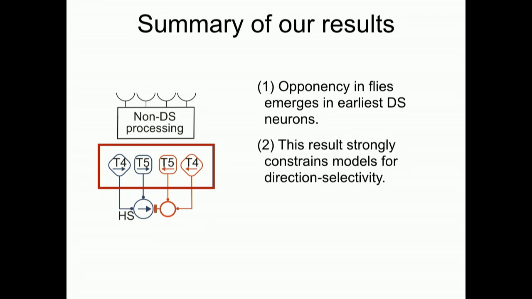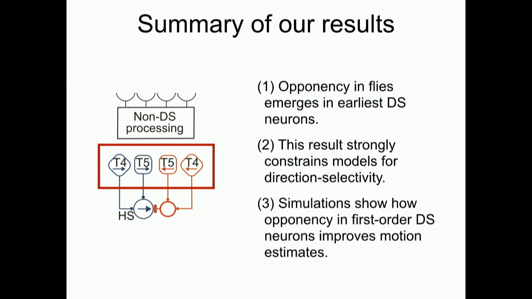And it turns out that this fact actually really strongly constrains models for direction selectivity. So there's a long history of trying to generate mathematical models that would describe cellular function at this first step of direction selectivity. And this directional opponency result that we have puts very strong constraints on what possible models could describe that. And then last, I'll briefly show some simulations that we've done to try to ask what computational advantage there is to putting that sort of opponency in the earliest direction selective neurons.